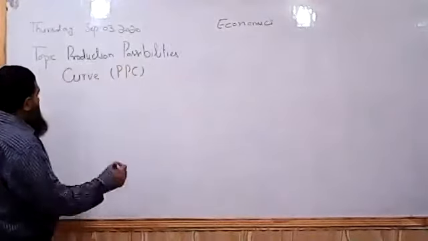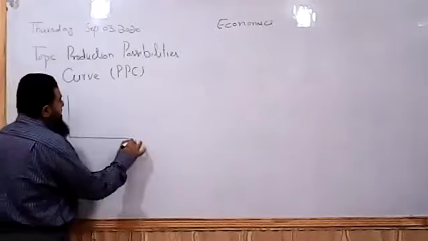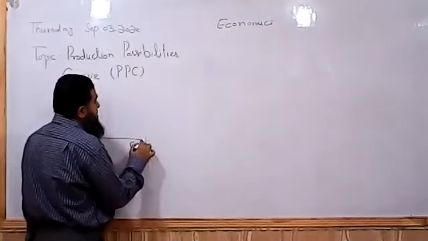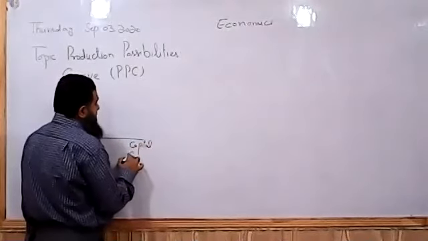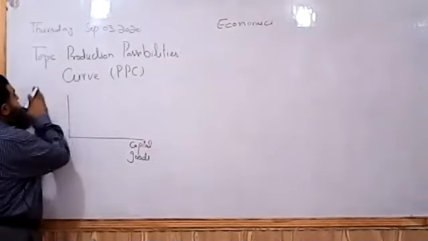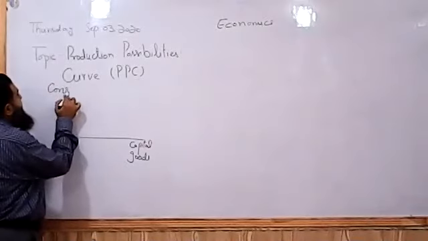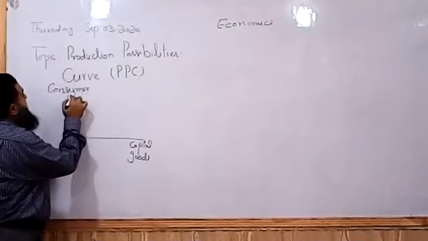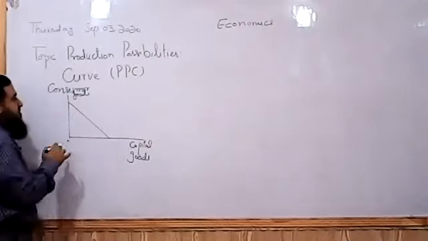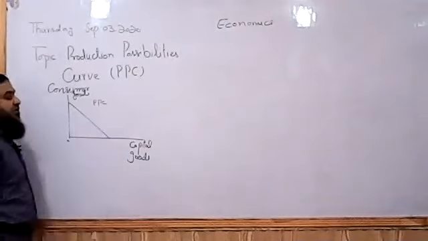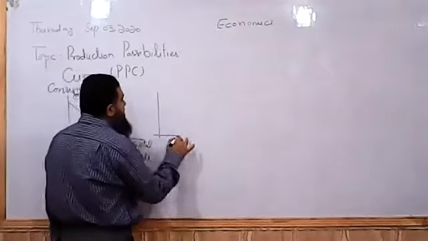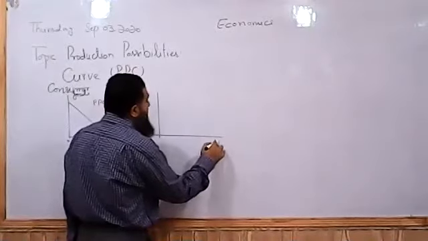I gave you demonstrations about two types of production possibility curve. One is constant opportunity cost. Here I am taking capital goods, and here I will be taking consumer goods. This is a constant opportunity cost curve. This is a PPC which has constant opportunity cost. Its slope remains constant.